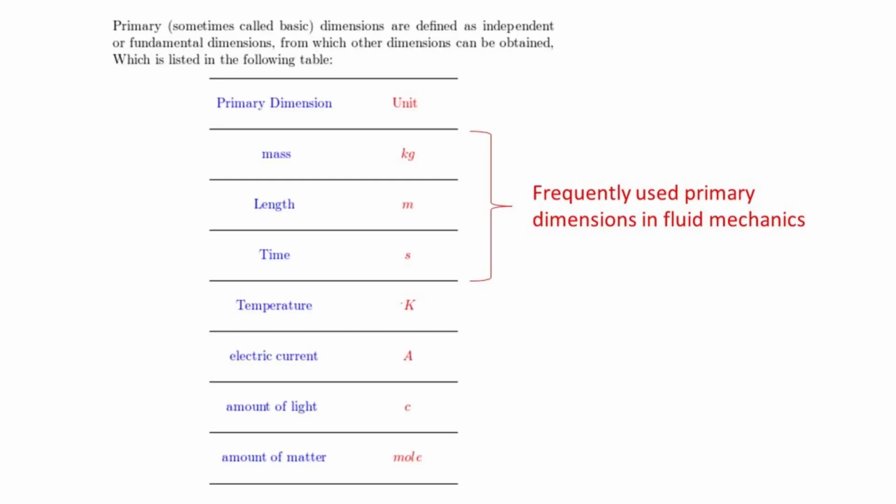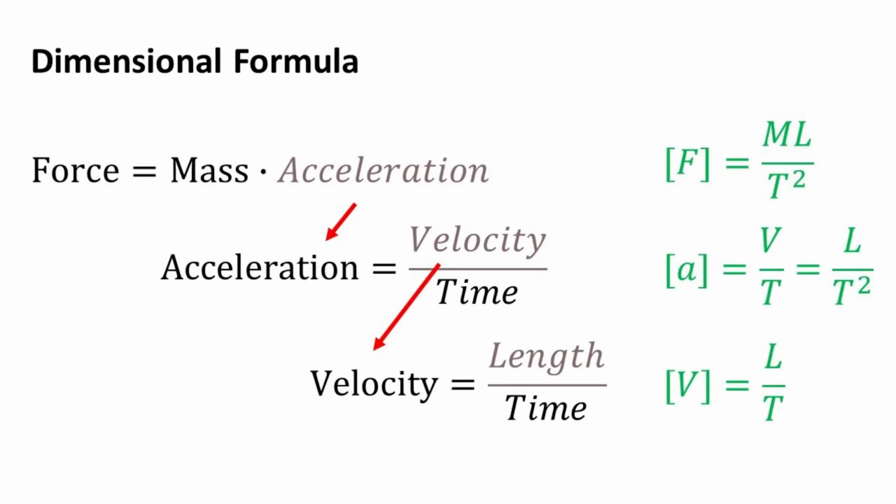Primary dimensions, sometimes called basic dimensions, are defined as independent and fundamental dimensions, from which other dimensions can be obtained. The primary dimensions are mass, length, time, temperature, electric current, amount of light, and amount of matter. In fluid mechanics, there are three frequently used primary dimensions. They are mass, M, length, L, and time, T. The dimensional formula is the use of only primary dimensions for any given dimension.